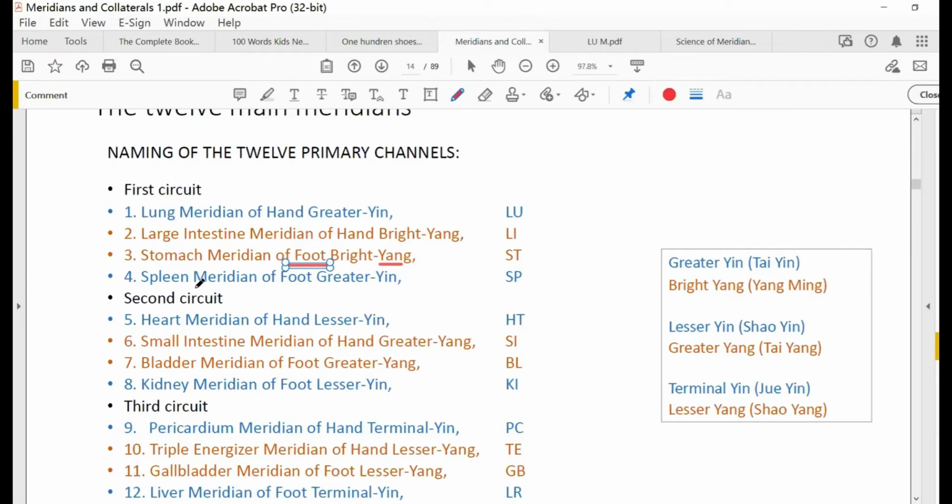And spleen. So it's still the foot, and it's a yin organ. That means spleen is a zang organ.